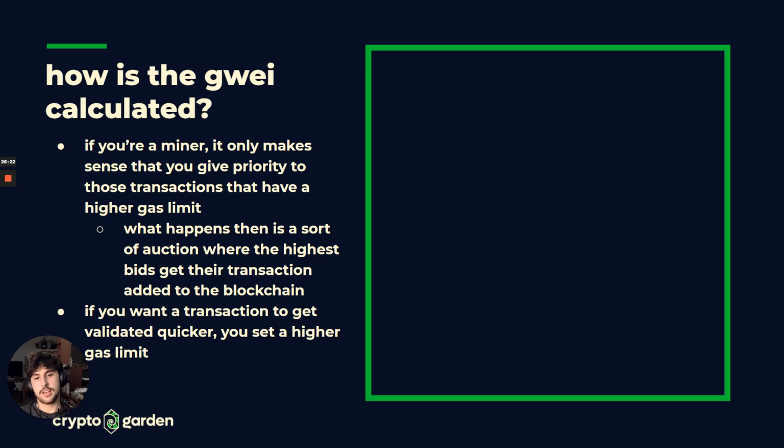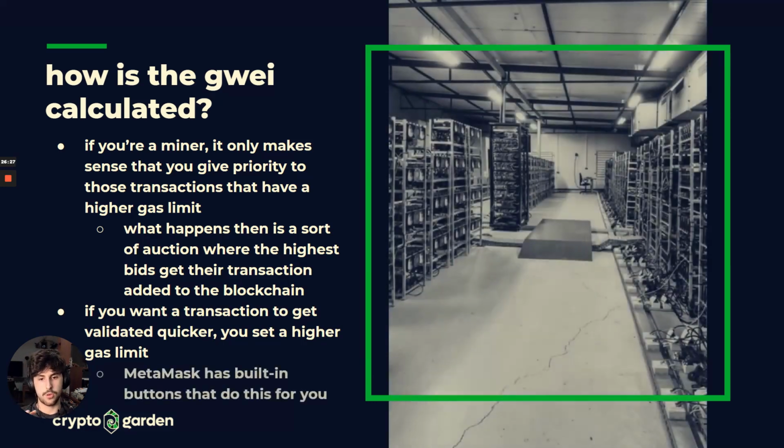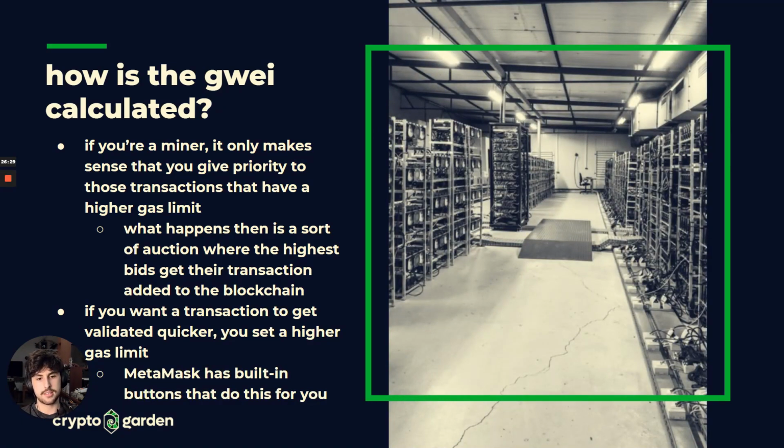If you want the transaction to get validated quicker, you set a higher gas limit, right? So that's what those buttons in MetaMask are, they have fast, moderate, instant, slow. That's what the buttons do. They do the calculations automatically to know what gas fees you need to pay to get the transaction in each time. And well, that's about it. Any questions?